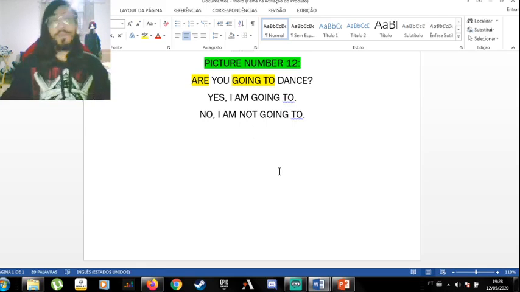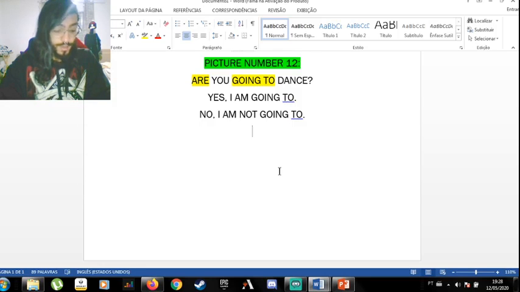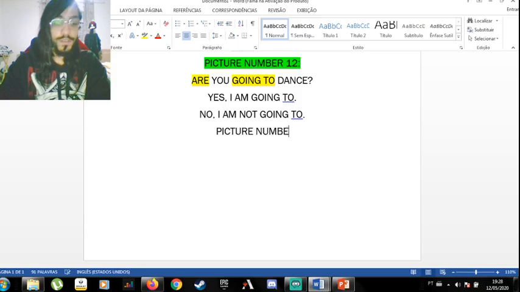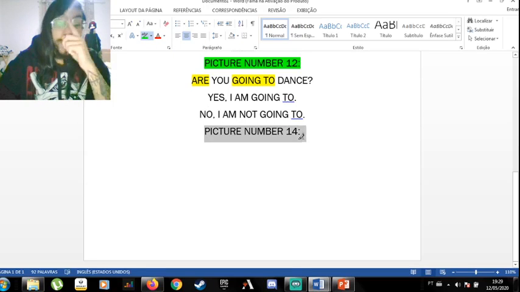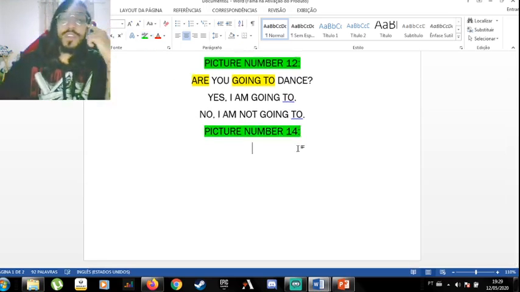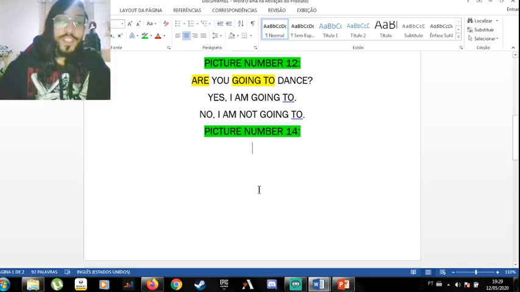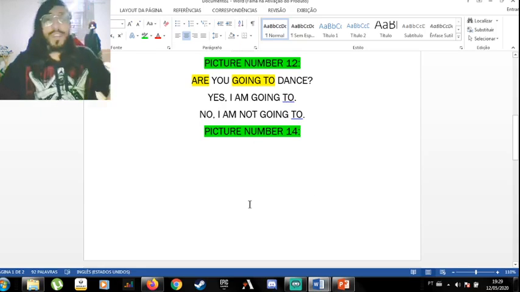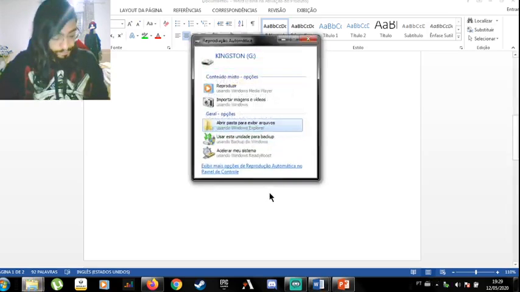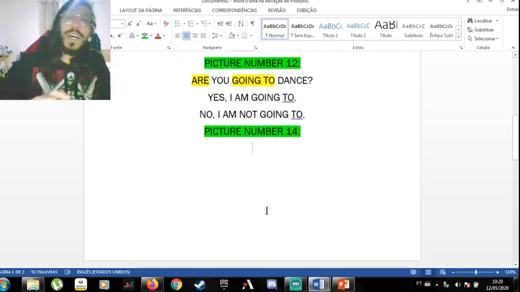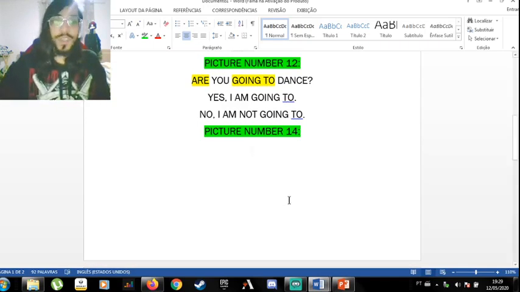Students, picture number 14. Okay? Picture 14. There is a boat in the picture. It's a kind of boat. Yeah, a boat. There is a pool. Yeah, I think it's a club. It seems to me that it's a club here. It's a club in the picture. It's a picture of a club.